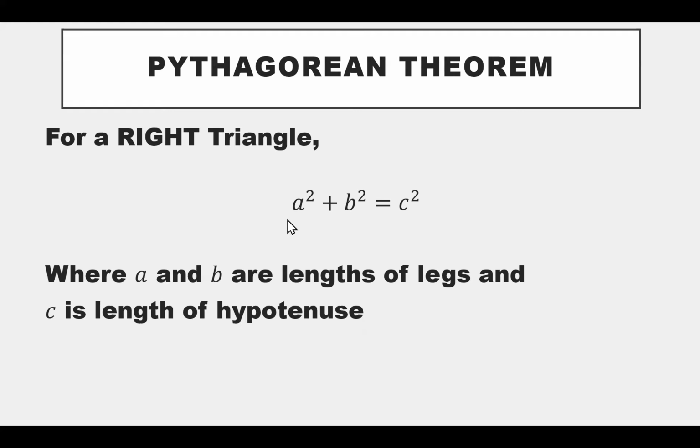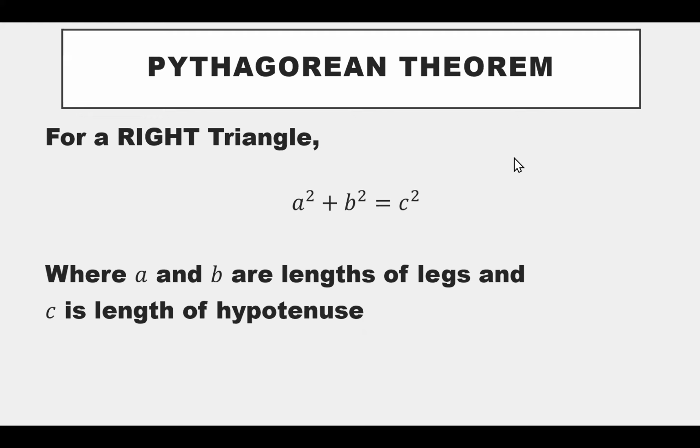Now that we've seen this Pythagorean theorem, if we're ever given two values, we can use the Pythagorean theorem to find the third value. If I'm given a and b, I can use this to find c. But also if I were given a and c, I could use it to find b. If I was given b and c, I could use it to find a.